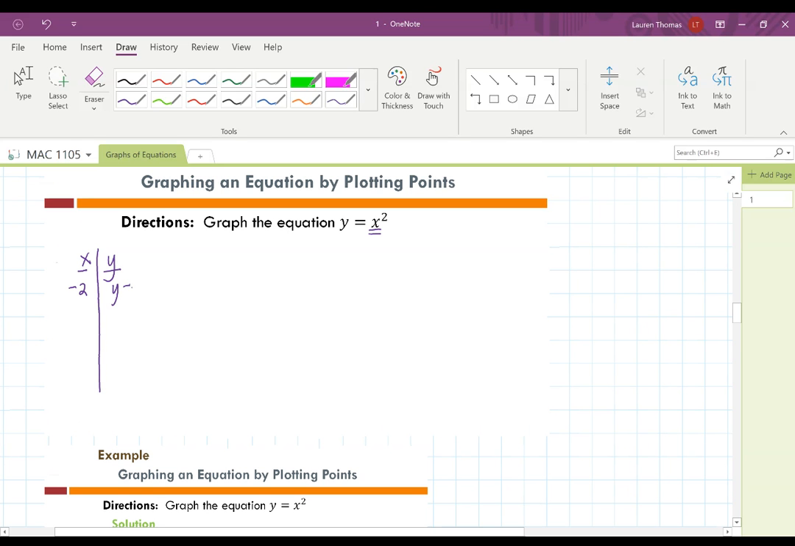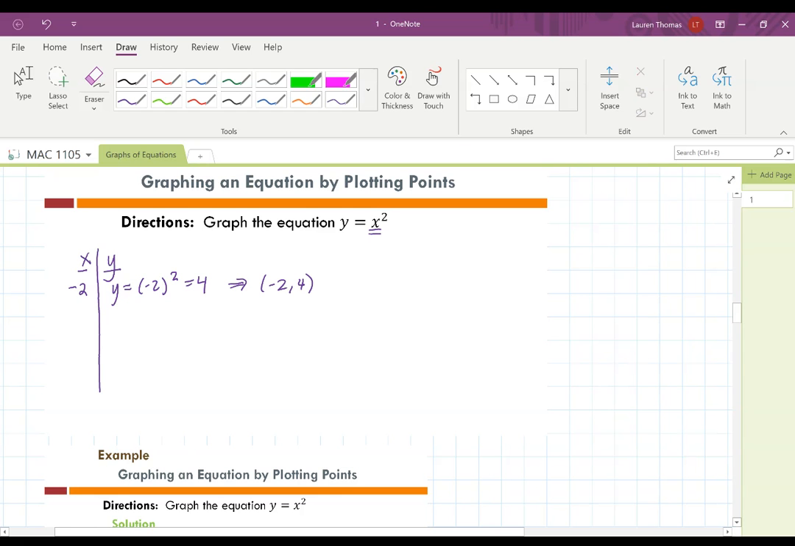So y equals -2 squared. All right, when you square a negative, remember that's positive. So -2 squared equals 4. So that tells me that that corresponds to the point -2, 4.